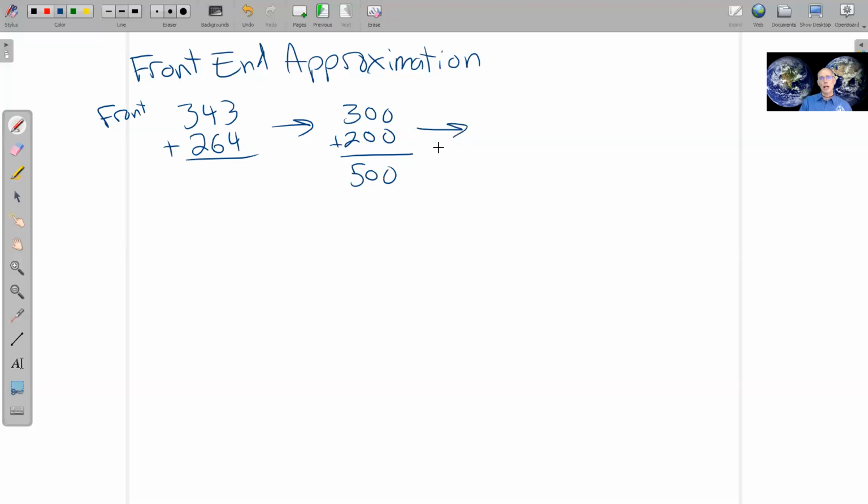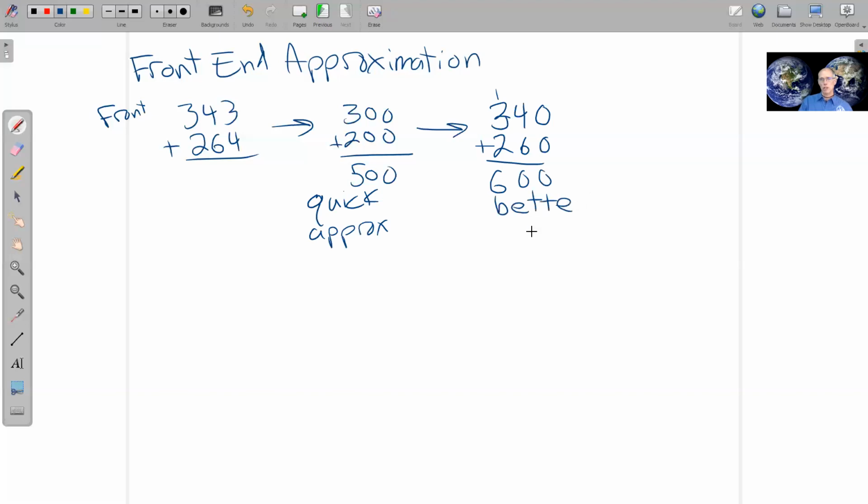Now I could improve that observation by including more than just one digit. So I can include the front 2 digits, like 340 and 260. And so then the 4 and the 6 gives me a 10, 3, 1, and 2 are going to give me a 6. So that's a better approximation. Okay, so front end quick approximation. And then this one is a better approximation because I used more information.